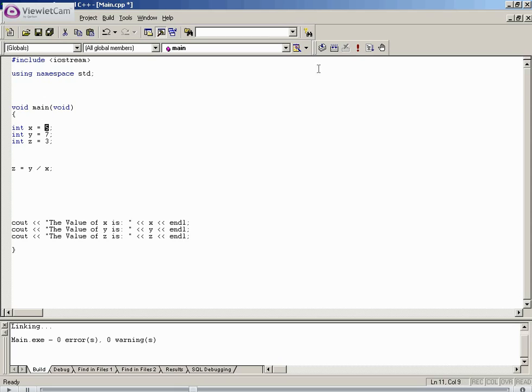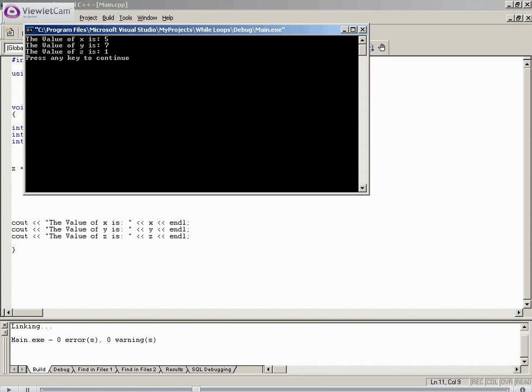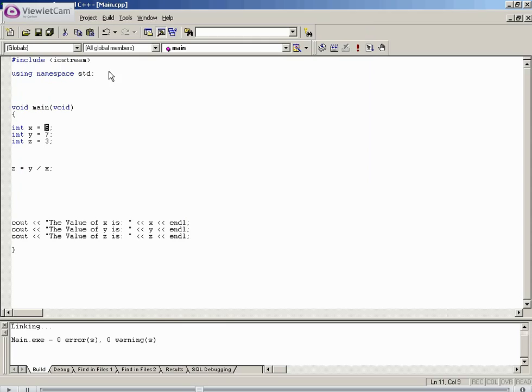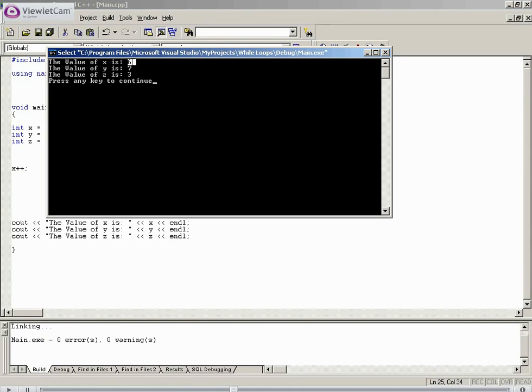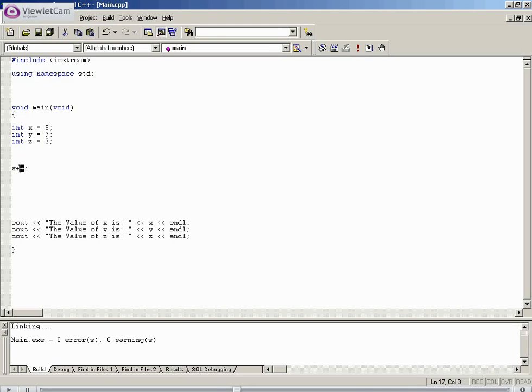Arithmetic within C++ is fairly easy, it's just learning the syntax. You can have multiply, add, take away, divide, remember with a forward slash, not a backward slash. Backward slashes are used for escape keys, which I will discuss in the next tutorial. So if we have z as 7 divided by 5, let's see what that gives us. The value of z is 1. So you can see that divide, remember, is a forward slash, not a backward slash.